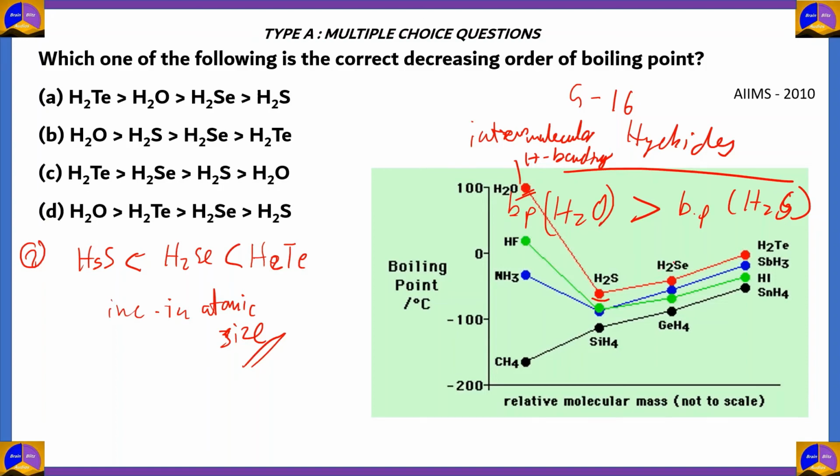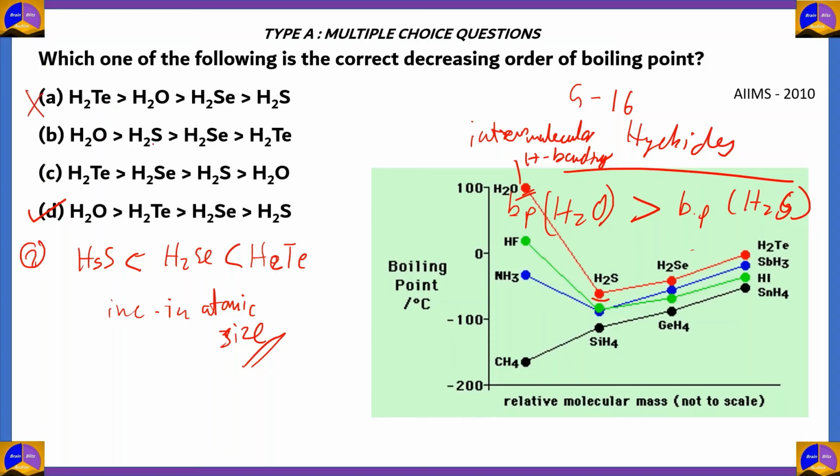And then H2Se is increased because of the increased atomic size, and H2Te becomes even more because of the increased atomic size. But none of these are comparable to H2O, and that is due to the intermolecular hydrogen bonding. So therefore, option D, H2O greater than H2Te greater than H2Se greater than H2S, is the correct decreasing order of boiling point. Option A states that H2Te is more, and that would be true if this followed the general order of increase in atomic size. But since H2O has intermolecular hydrogen bonding, option A is incorrect.